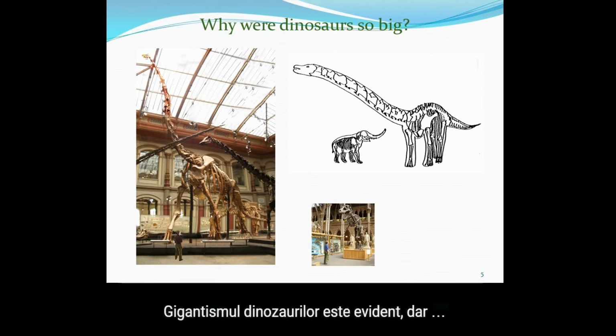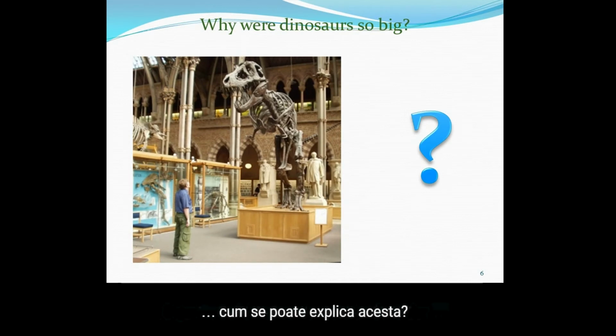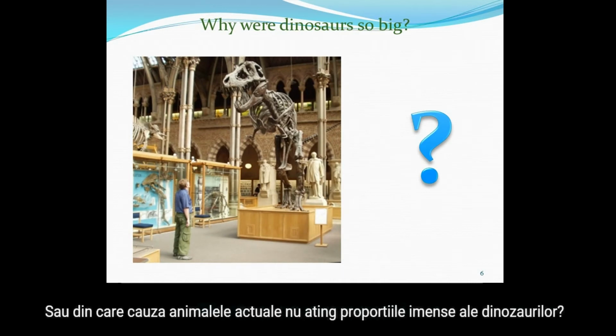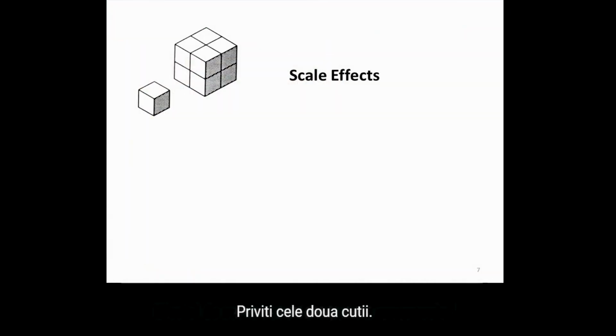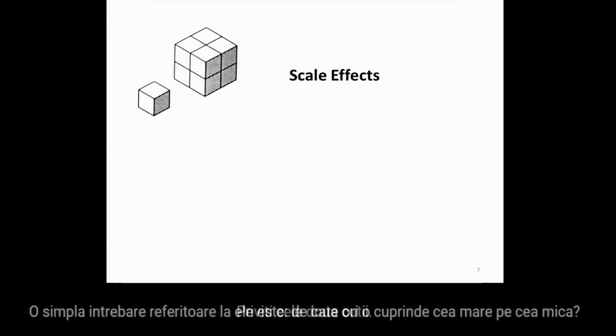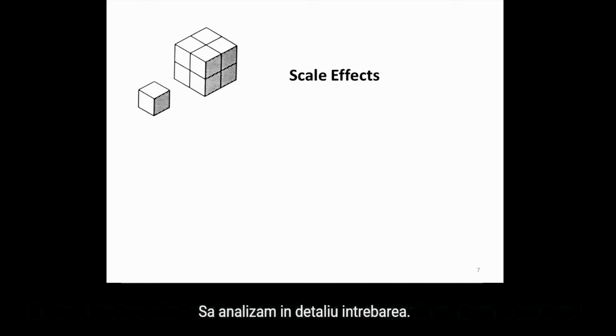The gigantic size of dinosaurs is obvious, but why were the dinosaurs so huge? Why don't present-day animals grow to the immense proportions of the dinosaurs? Scale effects provide part of the answer. Consider these two boxes. A seemingly simple question is, how much bigger is the larger box than the smaller one? But consider the question in more detail.